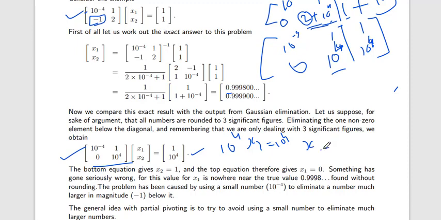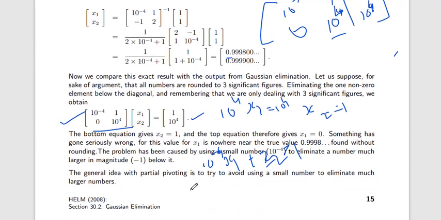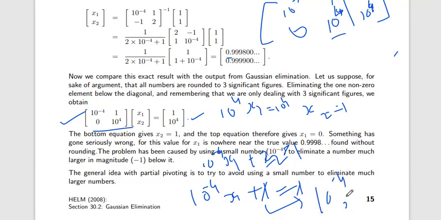So we will get the answer x2 is equal to 1. Now we will put it in the first equation. What is the first equation? 10 raised to minus 4 x1 plus x2 is equal to 1. Now here x2 is equal to 1, sorry, only 1. So 10 raised to minus 4 x1 plus 1 is equal to 1. Okay, so now here the 1 cancels, so 10 raised to minus 4 x1 is equal to 0.